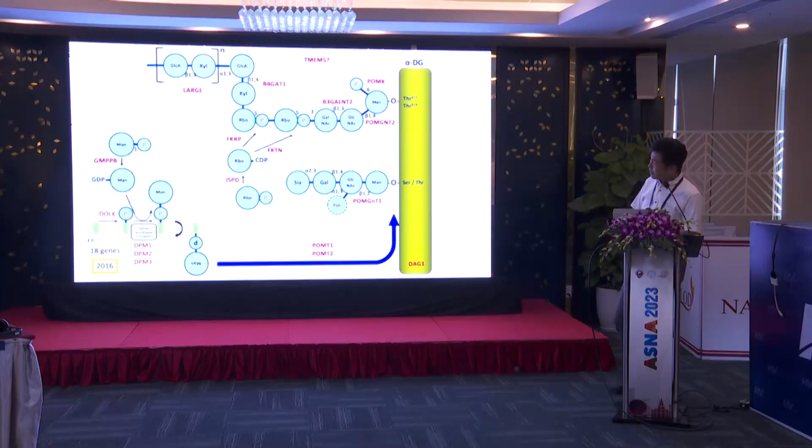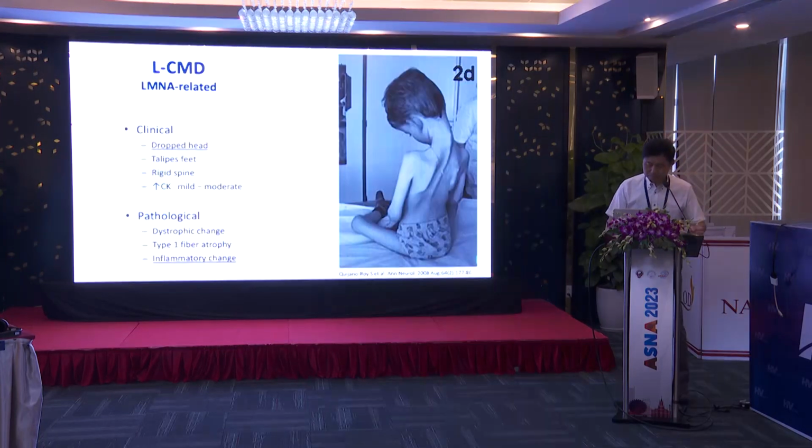And now we know that it has a very complex sugar chain, and fukutin and also FKRP. Now FKRP is known to be a ribitol phosphate transferase. So they are all necessary enzymes to make sugar chains. And there are other causative genes for other alpha-dystroglycanopathies, but all are basically related to making the sugar chain in alpha-dystroglycan.